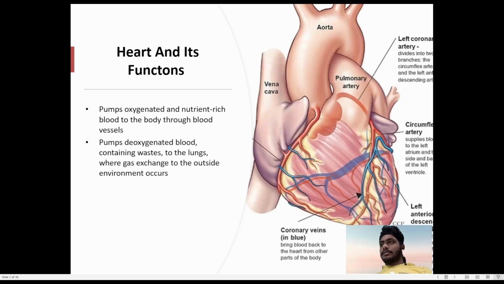Its functions include pumping oxygenated and nutrient-rich blood to the body through blood vessels, and also pumping deoxygenated blood containing waste to the lungs, where the gas exchange with the outside environment occurs.